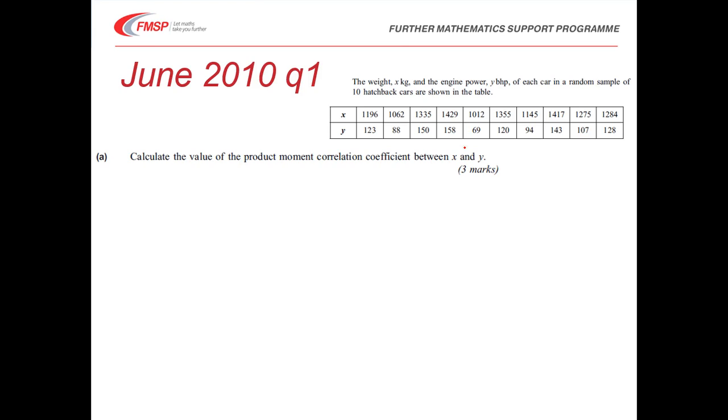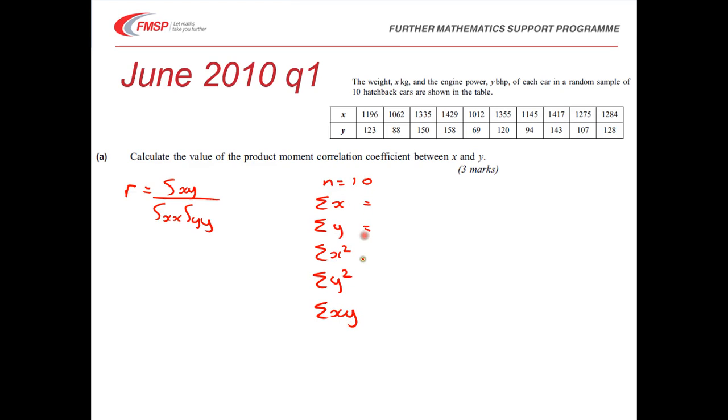So, to calculate the PMCC of this data, what we need to do is work out all the bits we need. Your PMCC is equal to Sxy over the square root of Sxx Syy. So for this information we need 6 values. We need n, well that's okay, it's 10. We need the sum of x, the sum of y, the sum of x squared, the sum of y squared, and the sum of xy. This isn't too difficult to calculate, and you can do it all on your calculator.